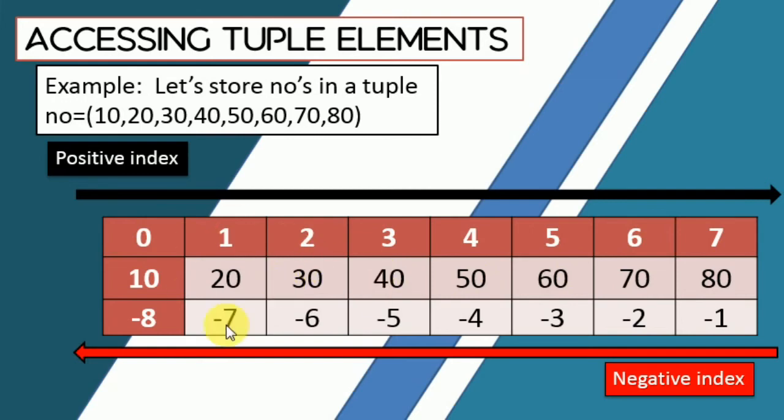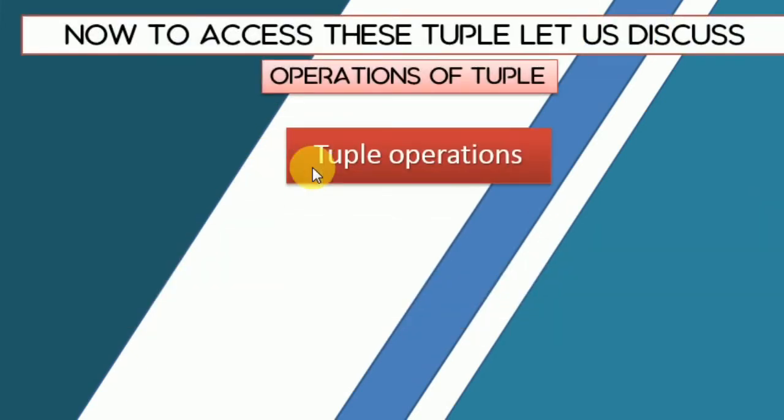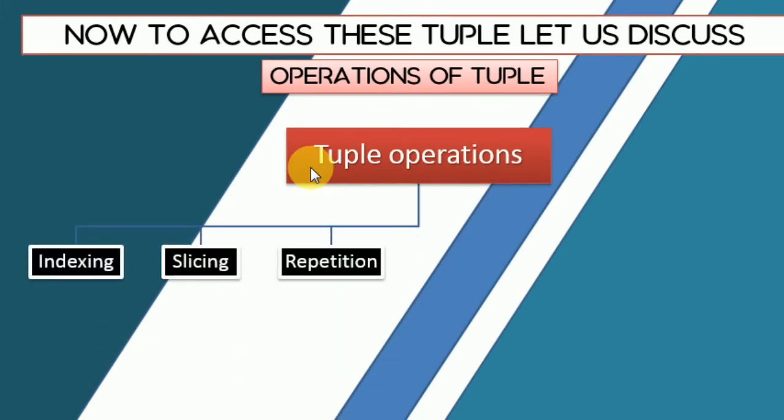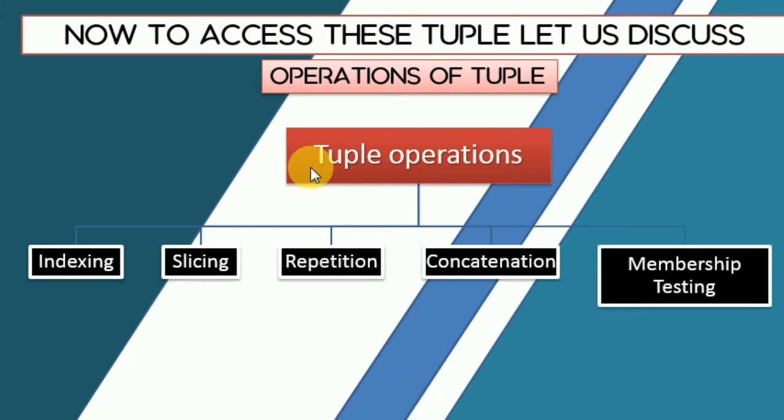So let us understand the concept first. These are the ways to access tuples. The operations are indexing, slicing, repetition, concatenation, and membership testing. We already did this in the list also. So the same concept is applied in the tuple that we applied in the list. You know the meaning of indexing, slicing, repetition, concatenation, membership testing. So we will discuss each of them one by one.